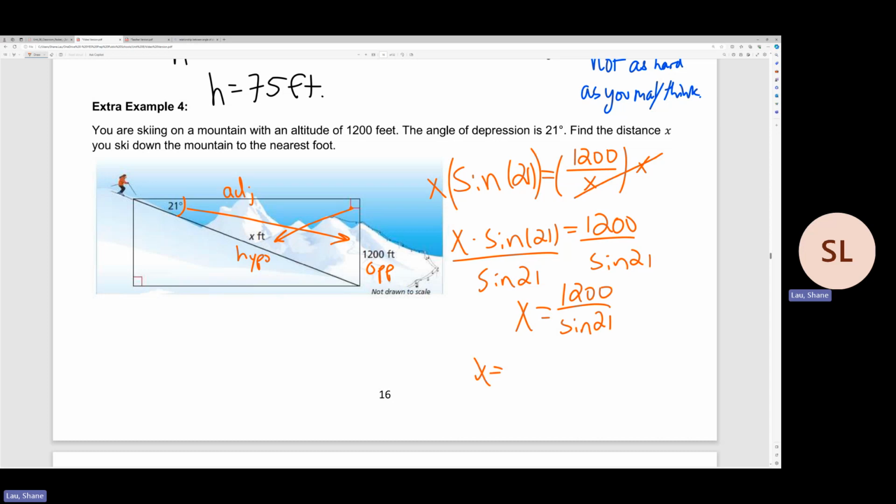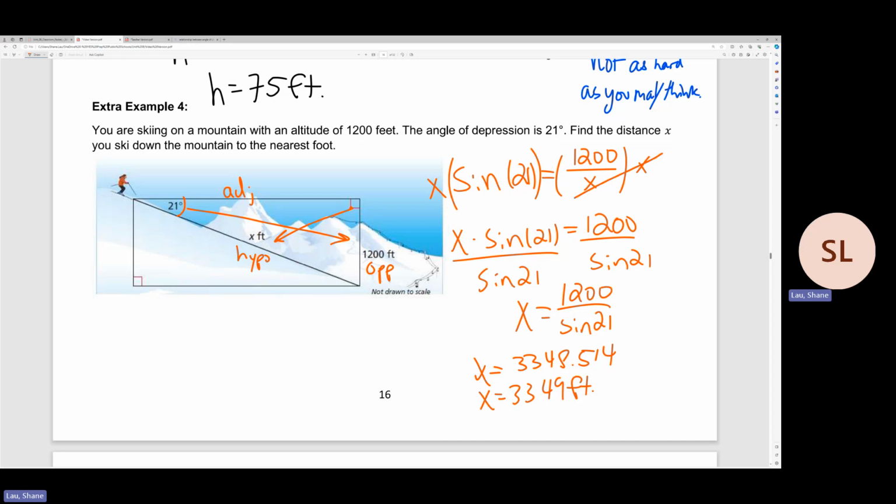3348.514. But it says to the nearest foot, so we should have x equals 3,349 feet. And that is our lesson today.